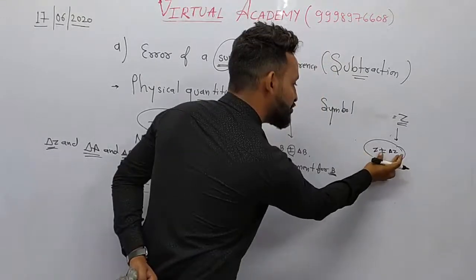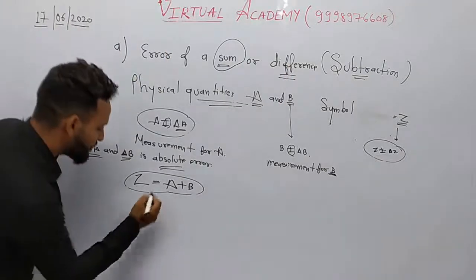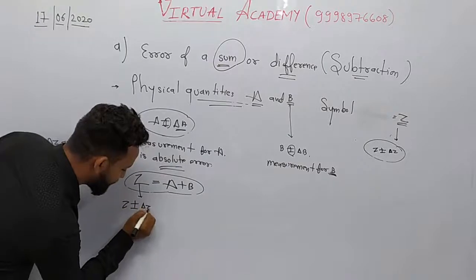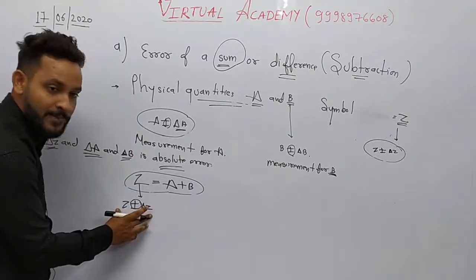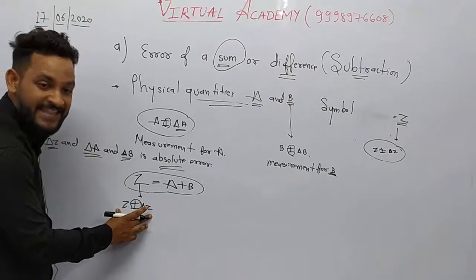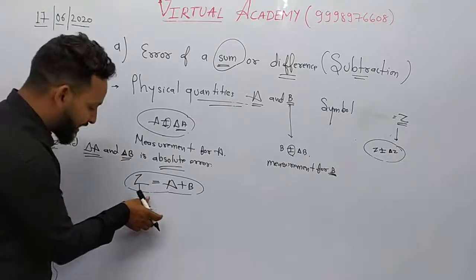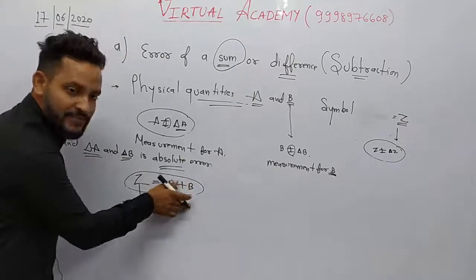If you are adding absolute error in terms of Z, then what does that equation become? Then it becomes Z plus minus delta Z. Now what is plus minus? It is indicating that absolute error may be positive and absolute error may be negative. Our absolute error delta Z may be positive and negative. Same for A and B.